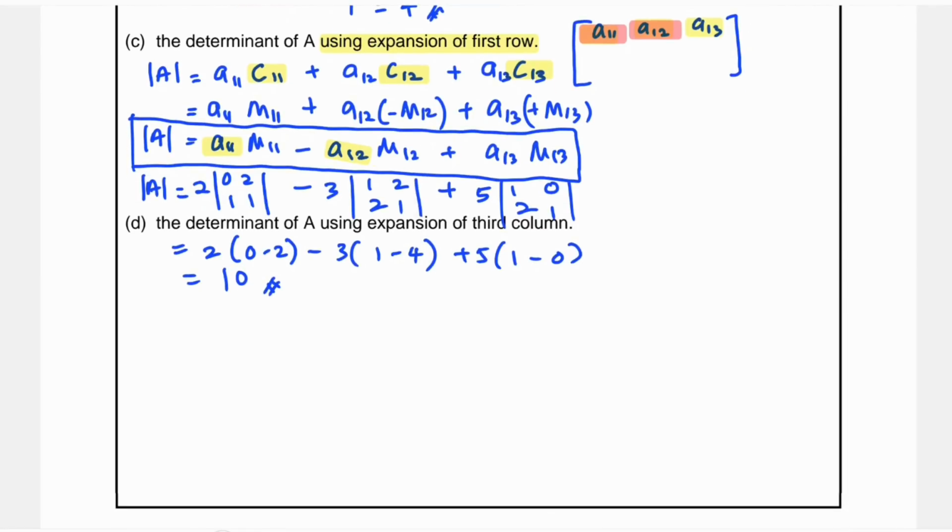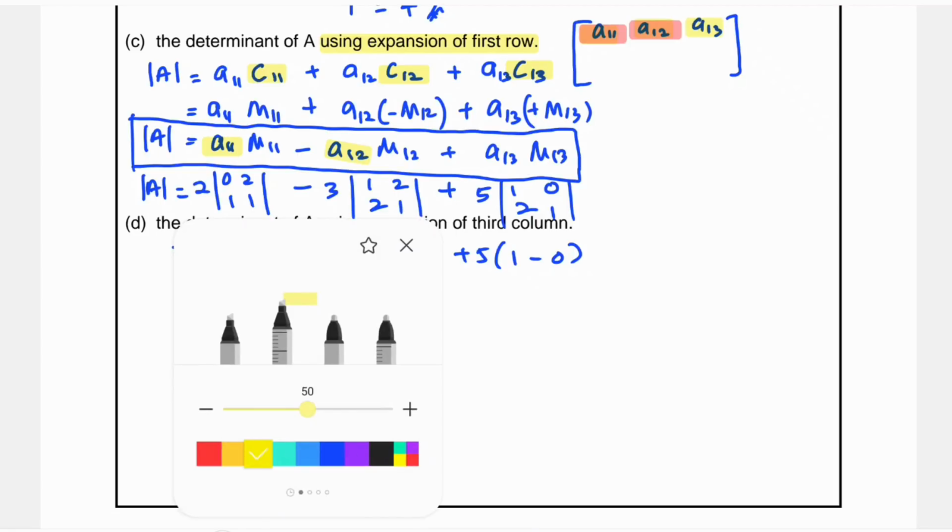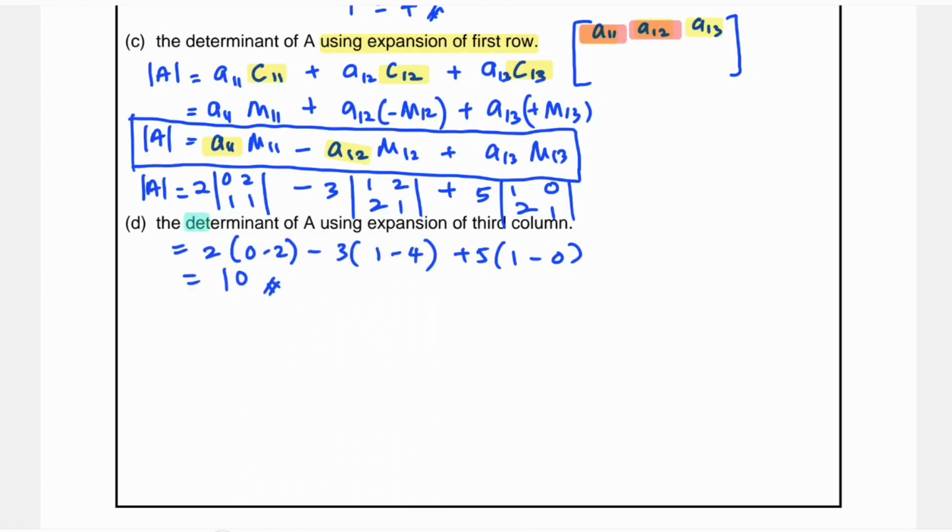Alright, so continue with D. For D, the question asks for the determinant of A, the same as the previous part, but this one using the expansion of the third column. When it comes to the third column, it means that the entries involved here are A13, A23, A33. So this is the third column.